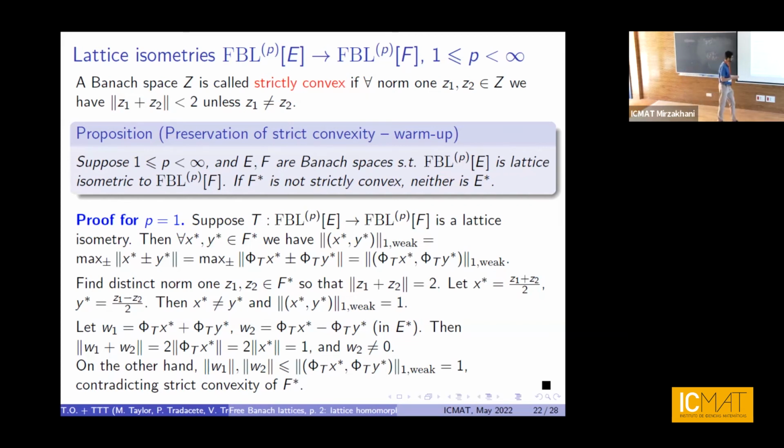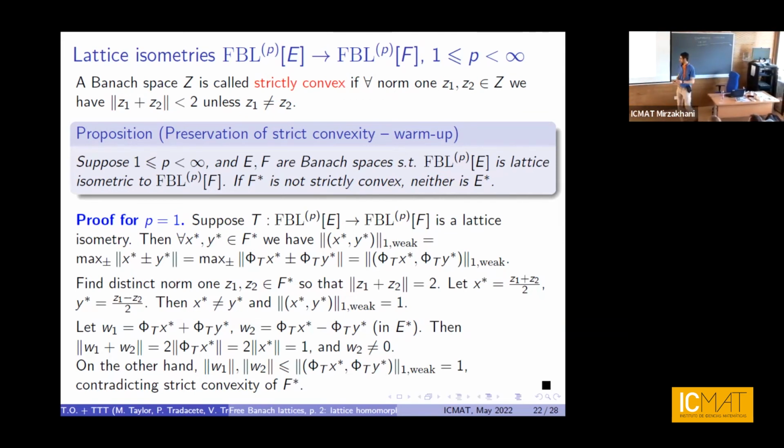So here we conclude that, I'm sorry, I put something wrong on the slide. I'm not contradicting the strict convexity of F star. So what I should have said is that this witnesses the lack of strict convexity of E star. I started with assuming that F star is not strictly convex, and here I end up establishing that E star is not strictly convex.